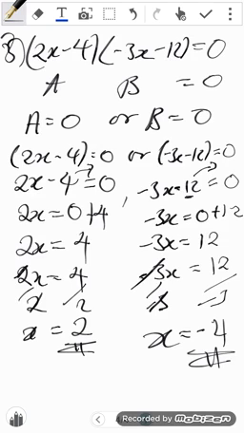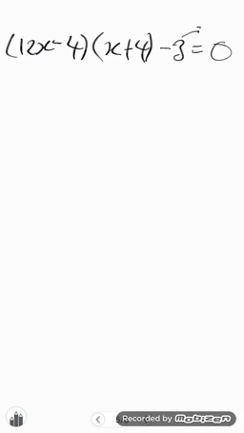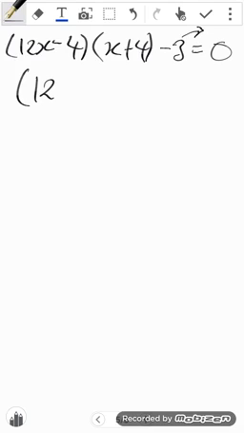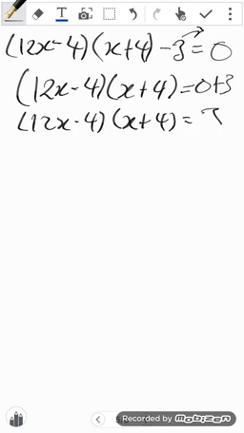Okay, so let's look at the last one. The last one is a bit tricky because I think some of you didn't even solve it. So you're having 12x minus 4, close, open brackets again, you have x plus 4, then minus 3 is equal to 0. To solve this one, first you cause a negative 3 to cross the equal sign so that you can just remain with 12x minus 4 and x plus 4 being equal to 0. When negative 3 crosses, it becomes a plus 3. So it will be 12x minus 4, then x plus 4 being equal to 0 plus 3, which is 3.